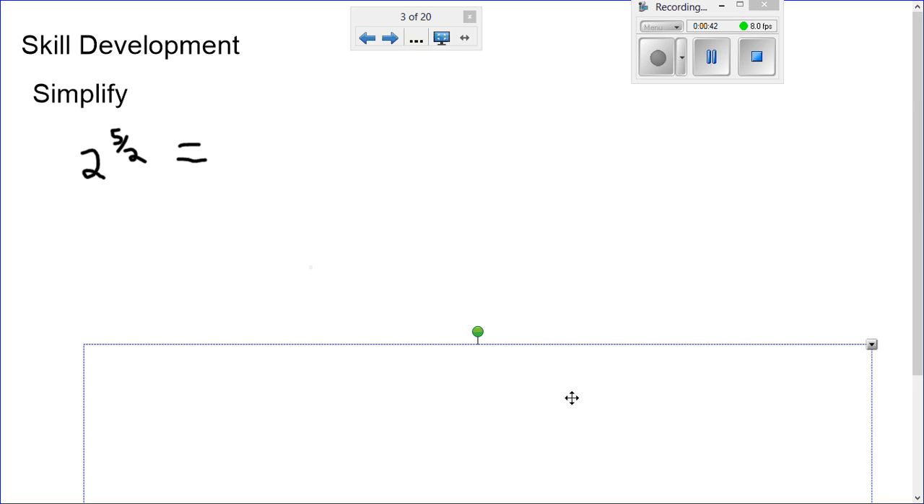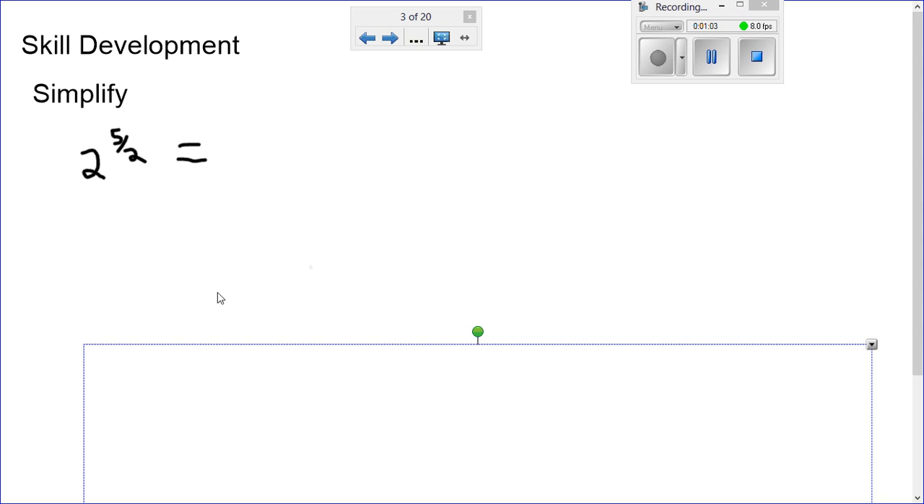Okay, our first example in simplifying is 2 to the 5/2 power. And we're going to simplify this. Now, yesterday, a lot got thrown at you, and the problems were very long. So today, we're going to look at pieces of them, and hopefully we can put it together and make the homework seem a little bit easier.